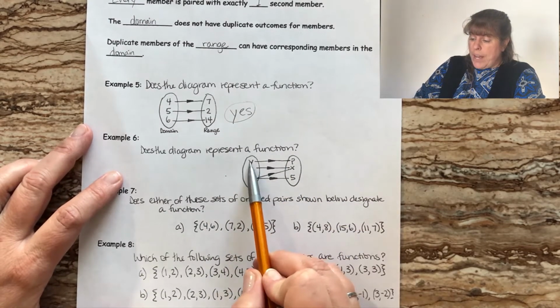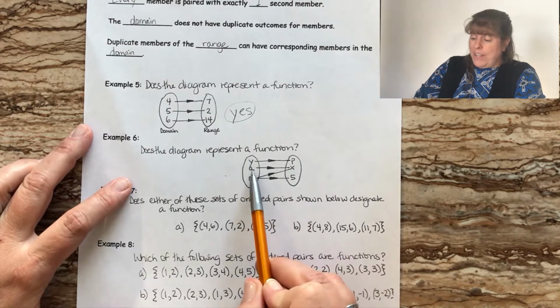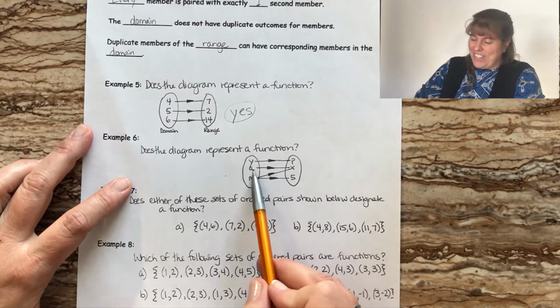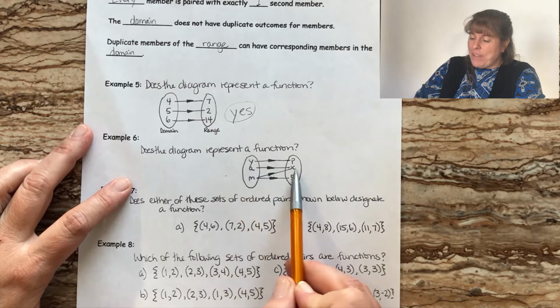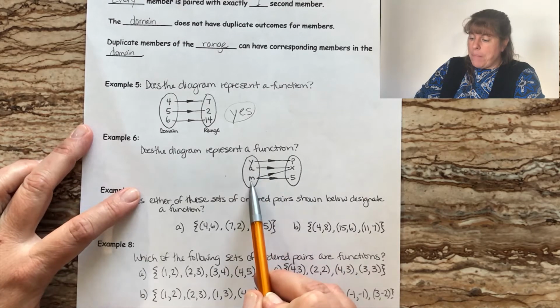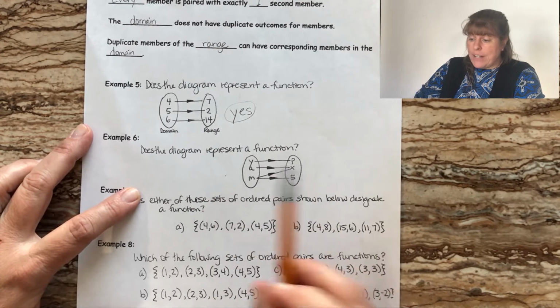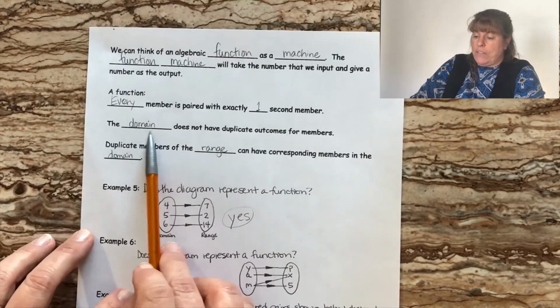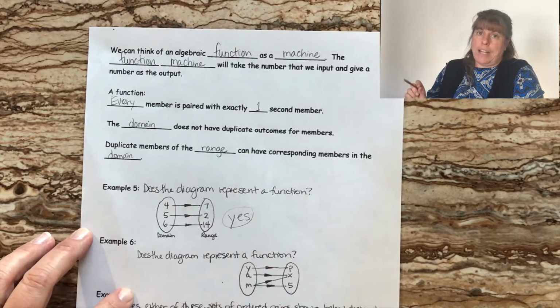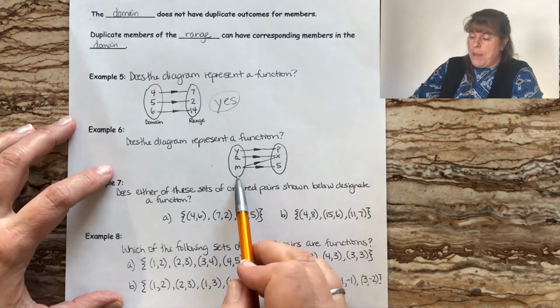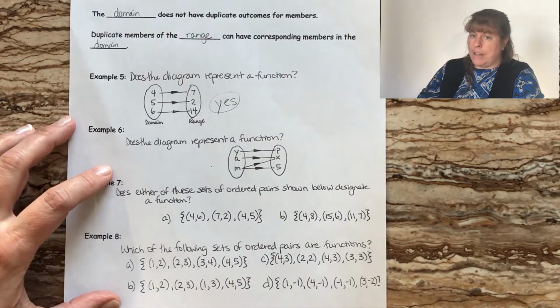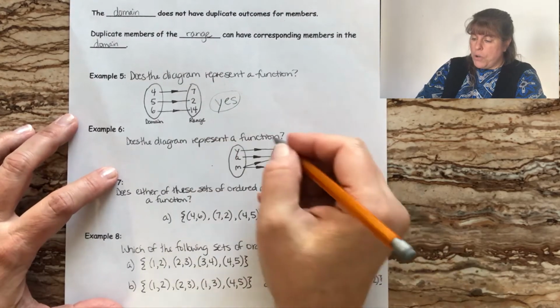Next example, we want to know if that one represents a function. So we put y in and we get p out. I know, haha, funny. We put a in and we get x coming out, and then m, we get x and 5 as the outputs. Does that make it a function? No, it doesn't, because back in the notes, the domain does not have duplicate outcomes. So when I put an m in, I can only get one thing that comes out of it for it to be a function. So nope, no function.